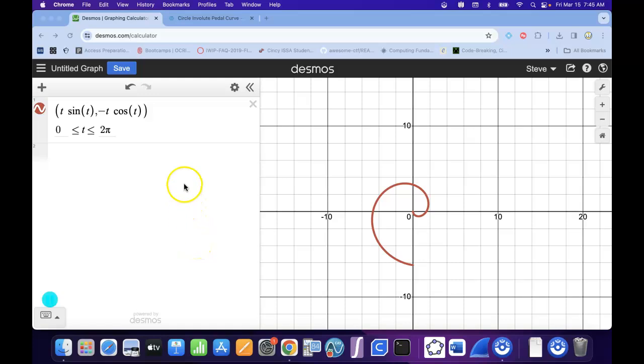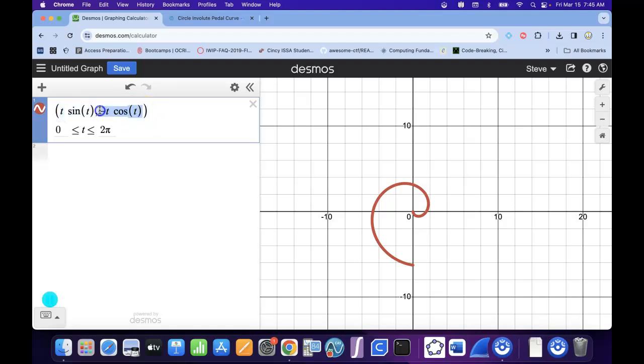Hey, Cal kids, so let's use Desmos to create a line that is tangent to this little spiral curve over here. And this is the parametric equation for this curve. This is the x-coordinate of any point on the curve, and this is the y-coordinate.